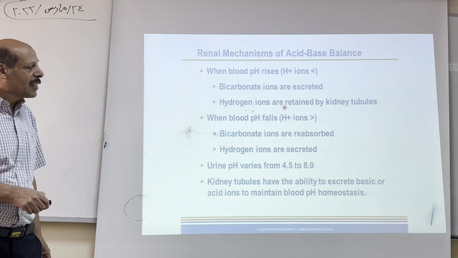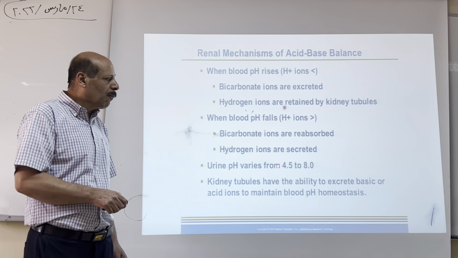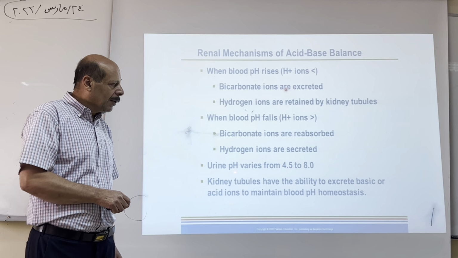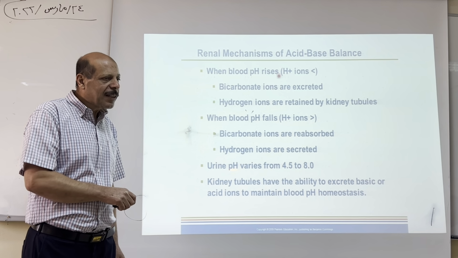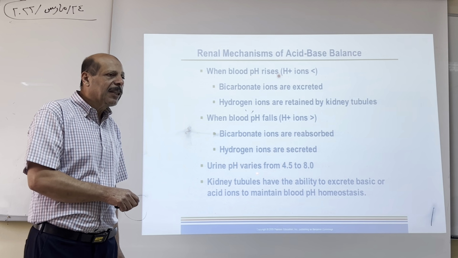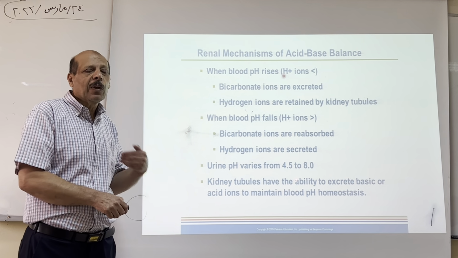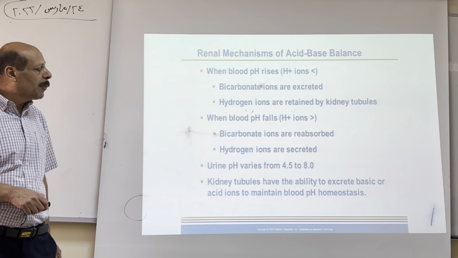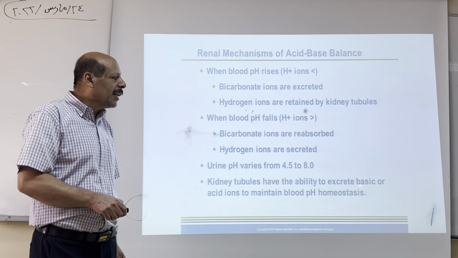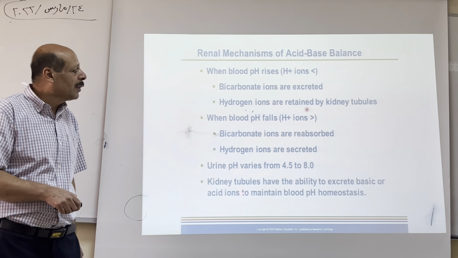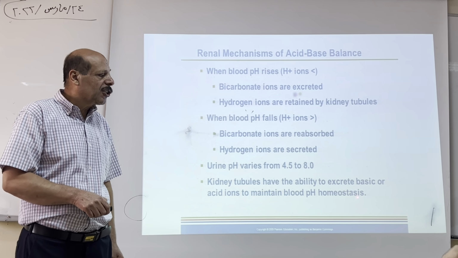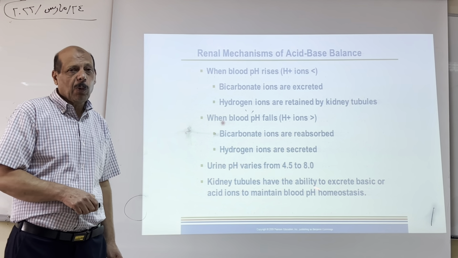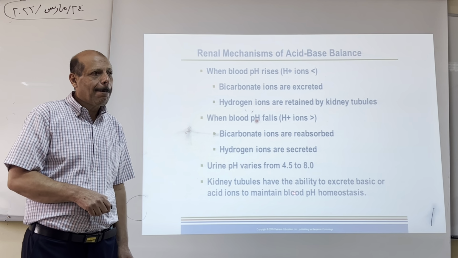Urine pH varies, as we said, from 4.5 to 8. Most of the time it is acidic, but it can be alkaline according to the diet that we are taking. The kidney tubules have the ability to excrete base or acid ions in order to maintain the blood pH and homeostasis within the body. Do you want us to continue or to take a break?